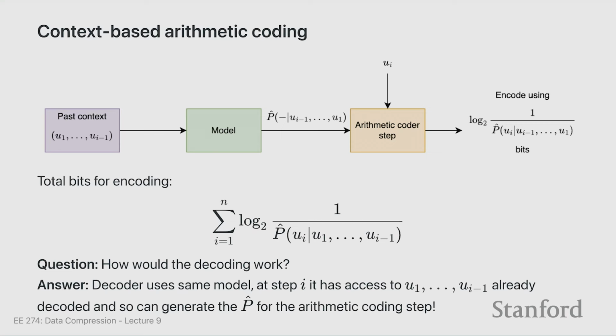Right. So really very symmetric, right? If we wanted to, let's try to draw it. So the decoder. Again, it has the past, U1 to U(i-1). It has the model. The model gives you the probability.